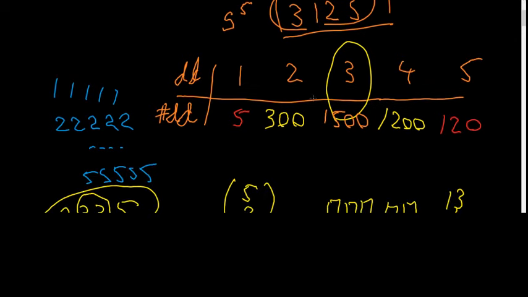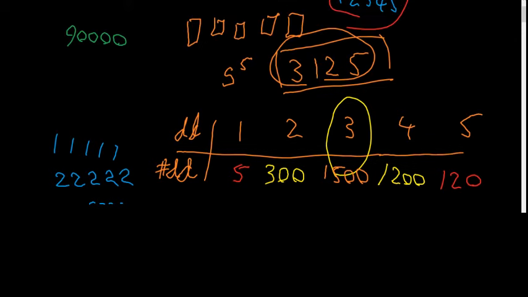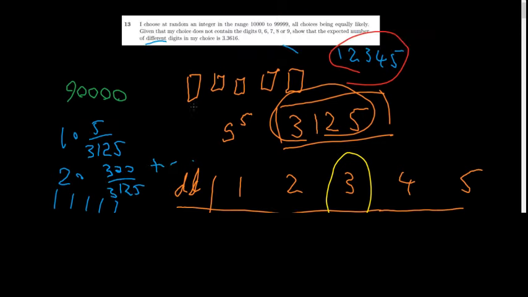So you just do an expectation. Let's calculate the expectation. I'm not going to do that because I can't be bothered. But it's 1 times the probability, 5 over 3125. Then it's 2 times the probability, so it's 300 over 3125, and so on. You just add them all up, and you should get this number, 3.3616. What an easy question, really.